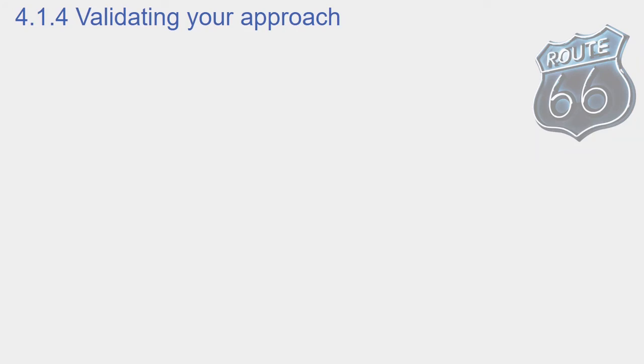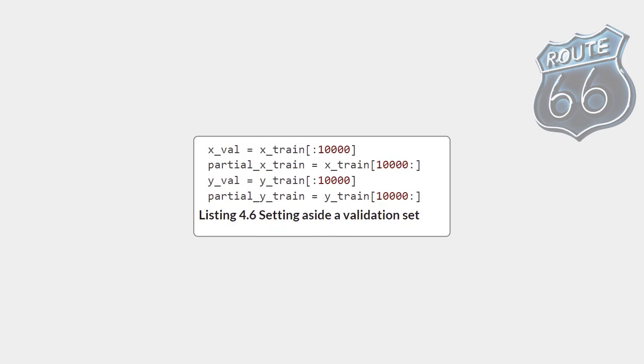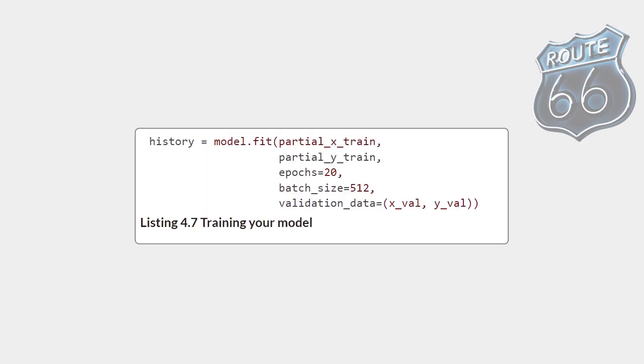Section 4.1.4. Validating your approach. As you learned in Chapter 3, a deep learning model should never be evaluated on its training data. It's standard practice to use a validation set to monitor the accuracy of the model during training. Here, we'll create a validation set by setting apart 10,000 samples from the original training data.